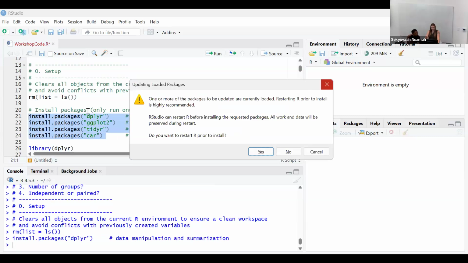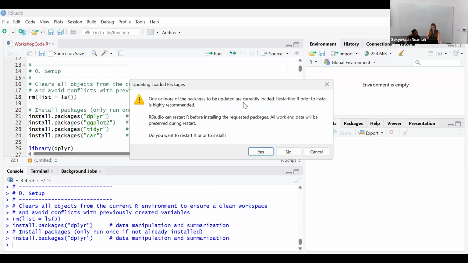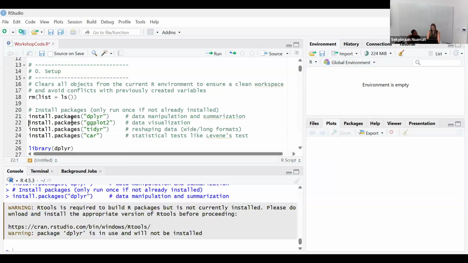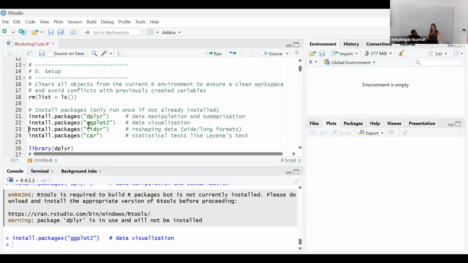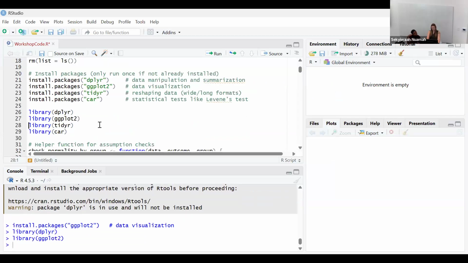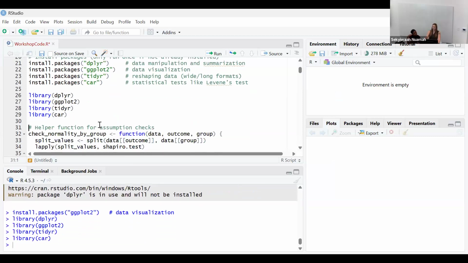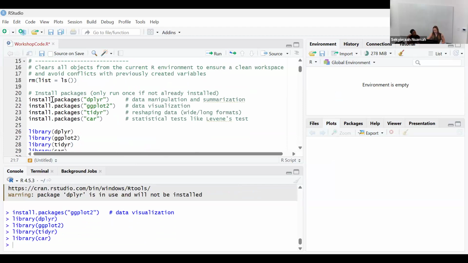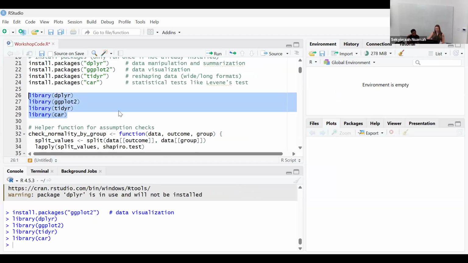No, I don't need to restart R. You just have to press no. I don't know why it's telling me that, but I'm pretty sure I've already installed all these packages, so I'm just going to go ahead and run the library. You only have to run the install packages if you have never installed them before. Maybe it was just giving me that because I already had them installed. But once you install all these, you can call the library so that you can actually work with it.